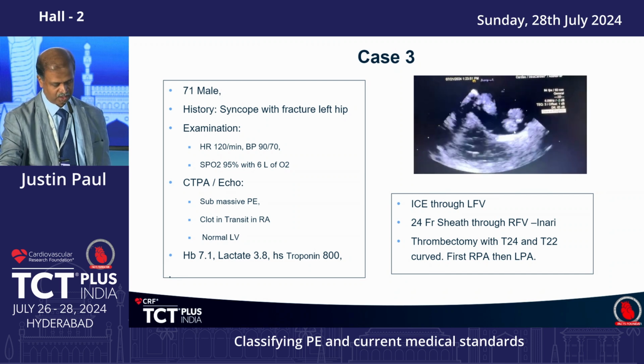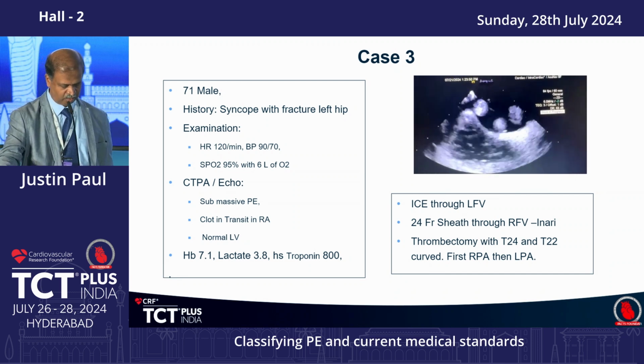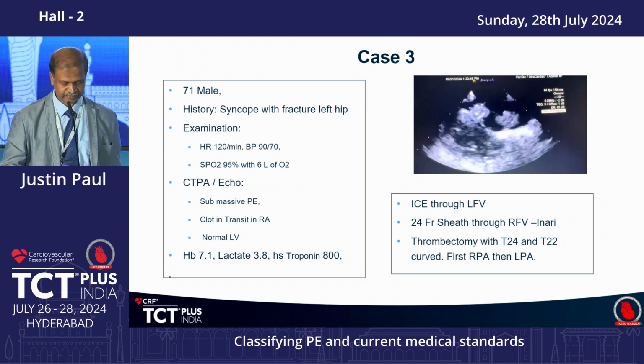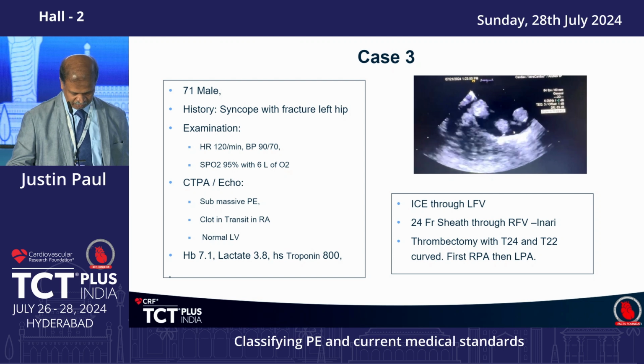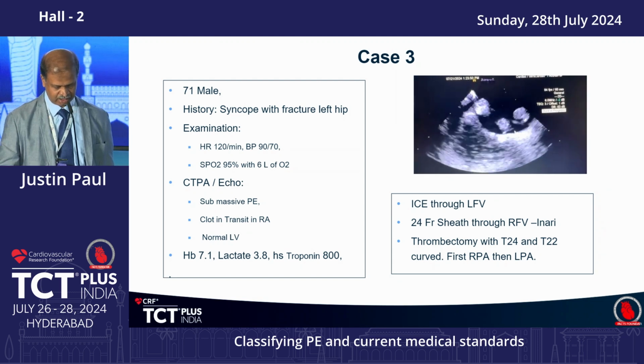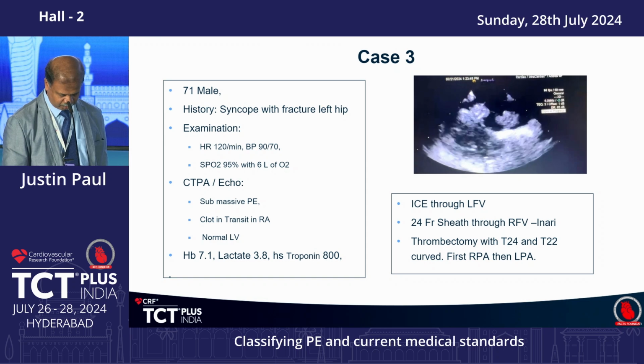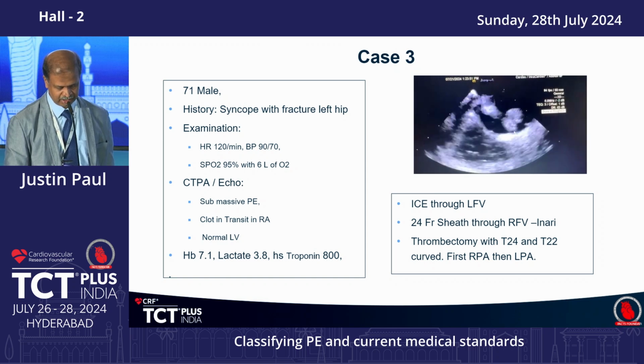So CTPA showed a submassive PE, clot in transit, normal LV, hemoglobin is only 7.1, lactate 3.8. ICE was introduced through the left femoral vein, and you can see the intracardiac echocardiography showing thrombus moving, and a 24 French sheath on the right side.